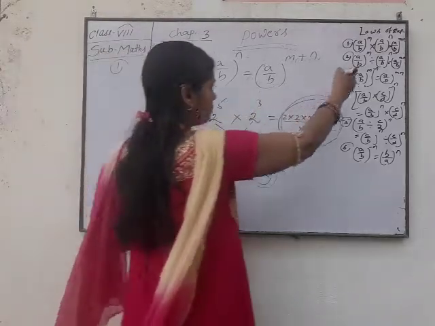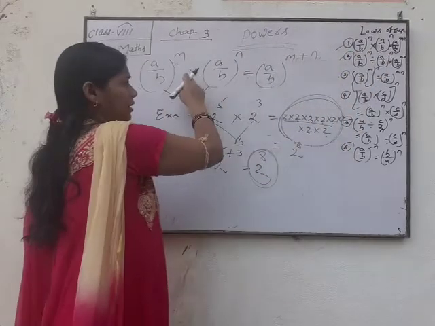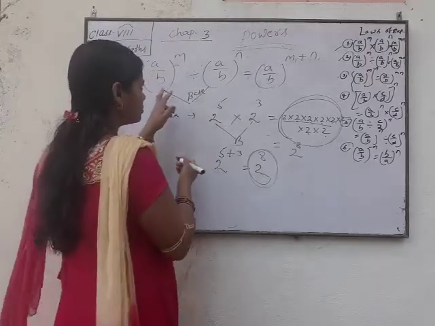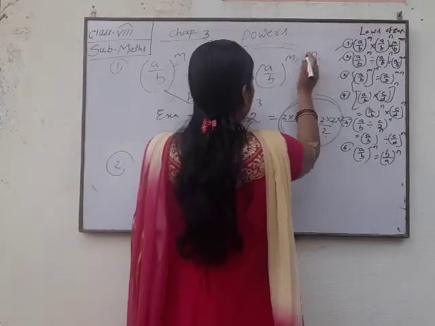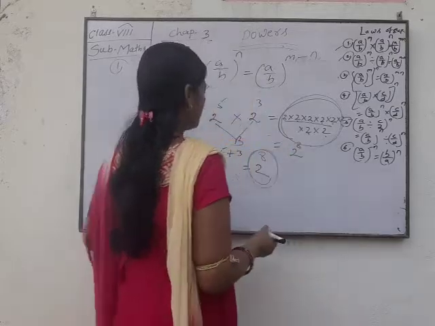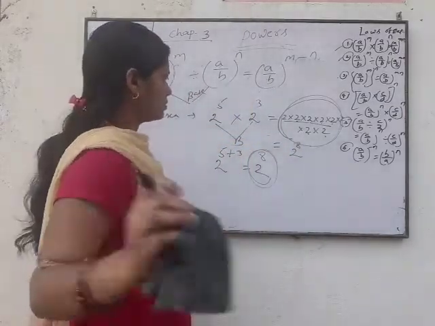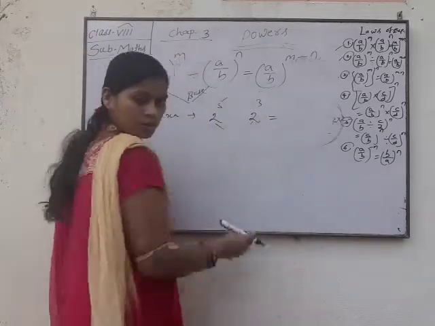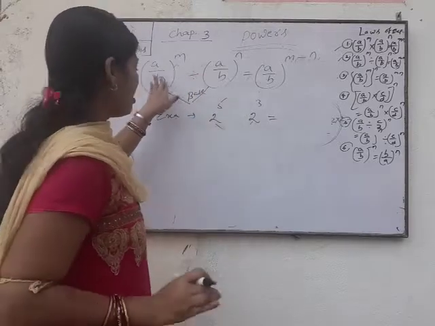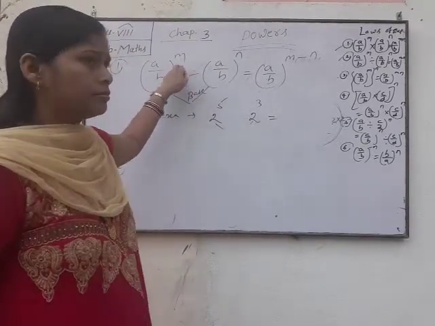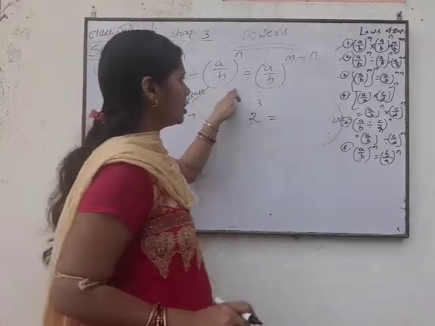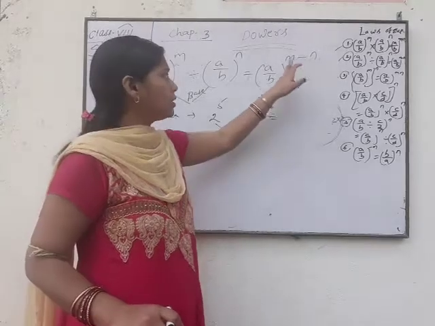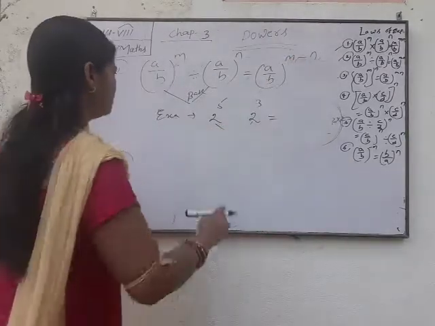And your second formula. If you divide the same, this is divide. So what you should know here? This is your minus. Second formula is a by b whole to the power m divided by a by b whole to the power n is equal to a by b whole to the power m minus n. The same.